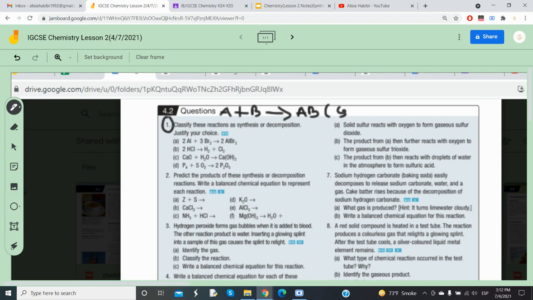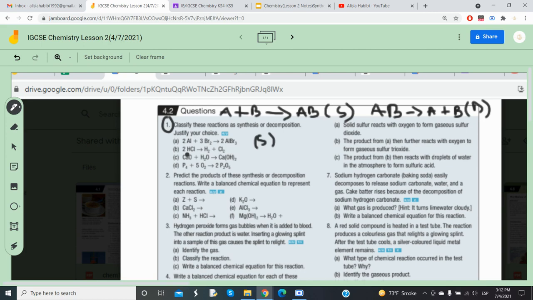So I'm going to put S in the brackets here for synthesis. The pattern for decomposition was AB, the chemical compound, being broken down or decomposed into the reactants, which is where we had A plus B. We're going to use this pattern to determine the answers. The first one is obviously going to be synthesis, because we have aluminum reacting with bromine gas, and so we have aluminum bromide. That's synthesis.